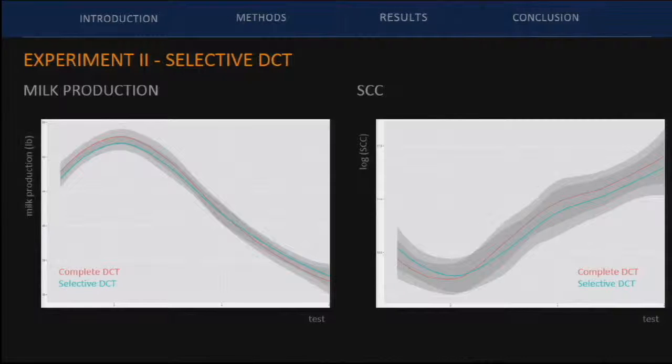When we looked at milk production and somatic cell count, you have in pink, I guess, the complete dry cow therapy cows, and in blue, the selective dry cow therapy. So I think it's pretty clear. These are the test days, and this is the milk production. And then for somatic cell count, it's on the log scale, across test days, and there was no difference between groups. There was, however, a difference between test days, so higher here, lower here, but in both groups.